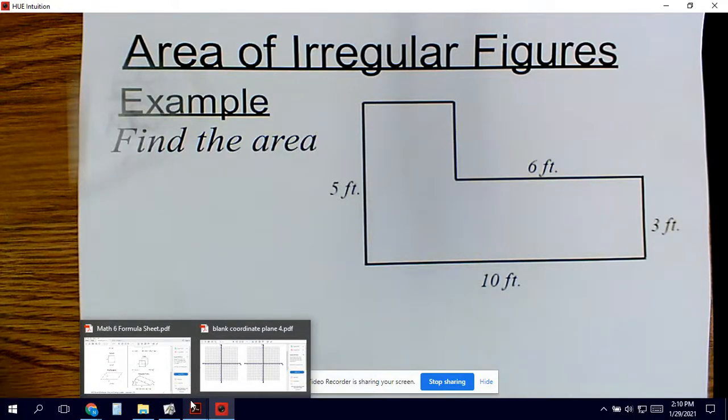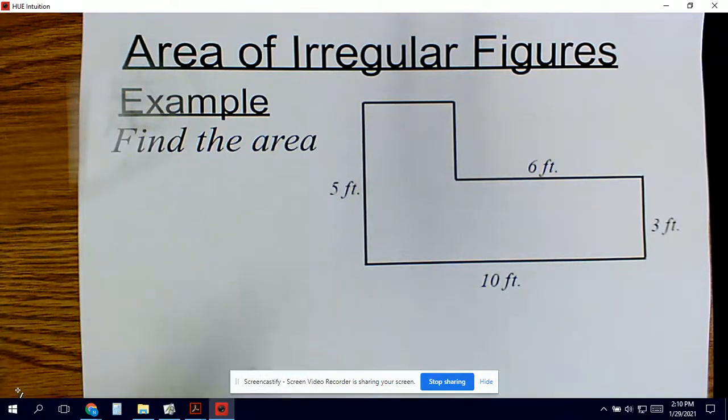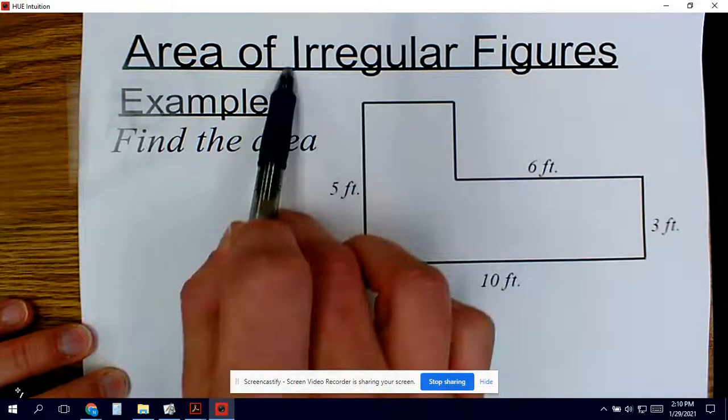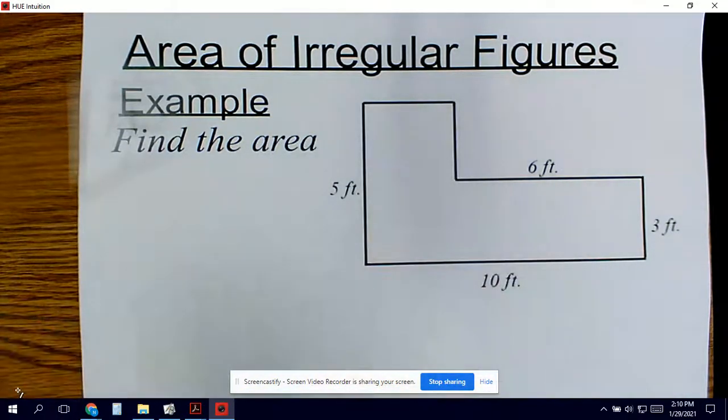We are continuing our study of area of polygons. Today, though, we're going to get a little crazy. Our polygons are going to become irregular figures. So grab a pencil, grab a calculator, get some paper, even your formula sheet, and follow along as we calculate area of irregular polygons. So our first example is on the screen.